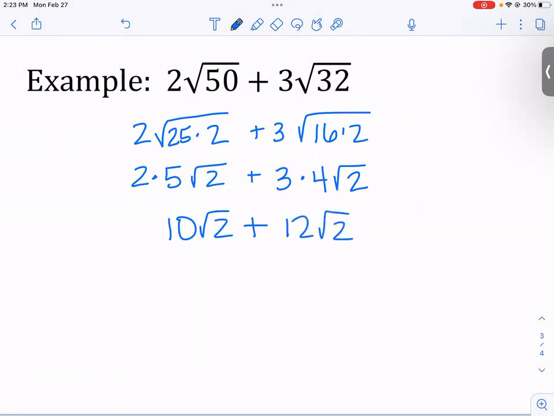Now, don't pack up yet. We are not packing up yet. Do we have like radicals? Now we can add these two to be 22 square root of 2. You must simplify your radicals before you look for if you can add or subtract them together.